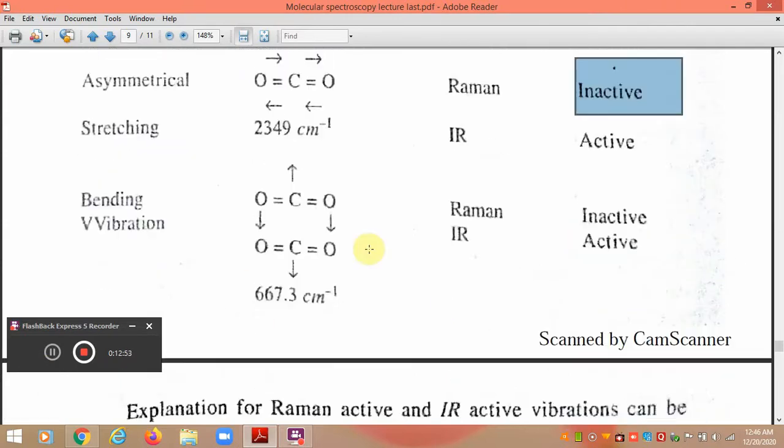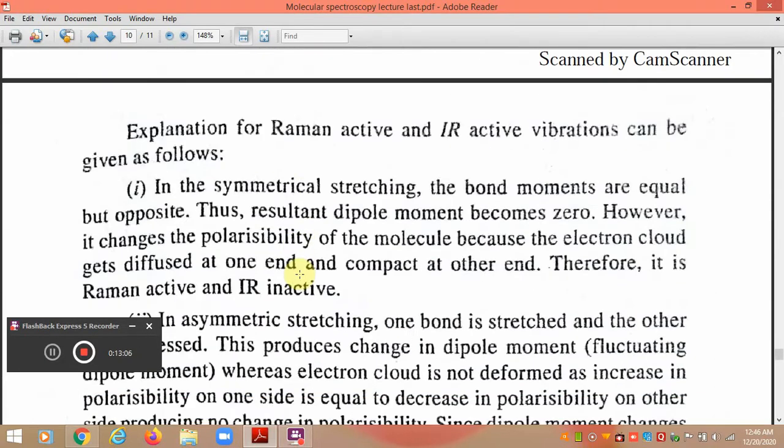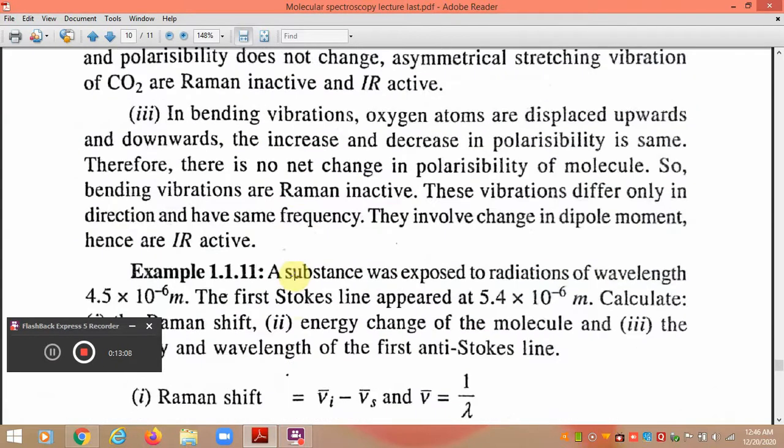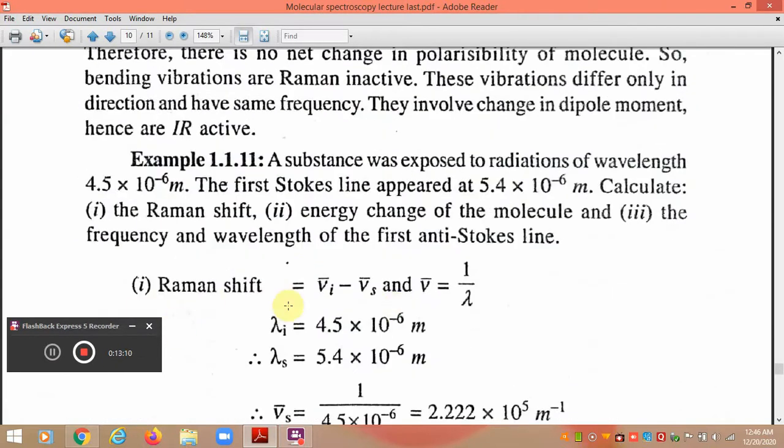Similarly, the bending vibration in the CO2 molecule shows absorption of IR radiation. So these are IR active, and these vibrations are Raman inactive. So this is the rule of mutual exclusion that can be studied with the help of the CO2 molecule. So this is very simple. Here there is one example based on the same.